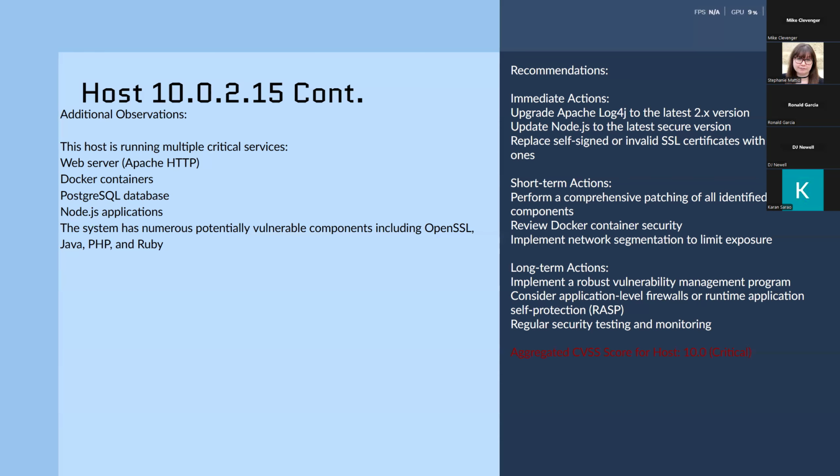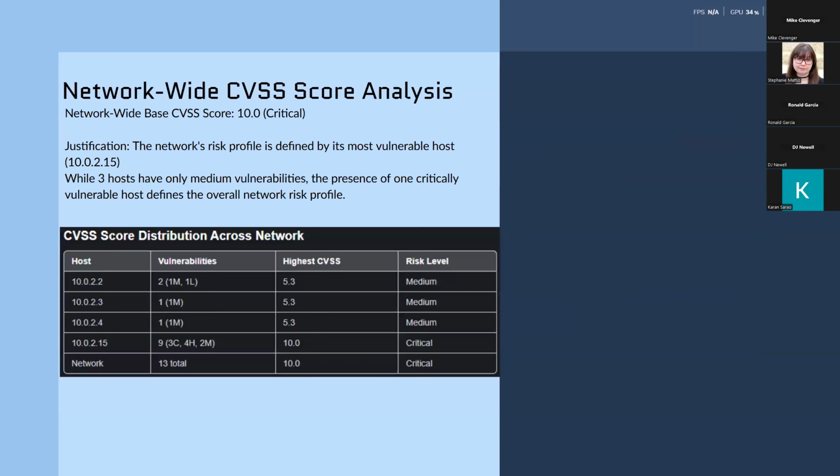For long-term actions, we're going to implement a robust vulnerability management program, consider application-level firewalls or runtime application self-protection, also known as RASP, regular security testing and monitoring. And the total aggravated score for this host is 10.0 with that critical unpatched vulnerability. Moving on, we have a network-wide CVSS score analysis, and that's going to be 10.0.